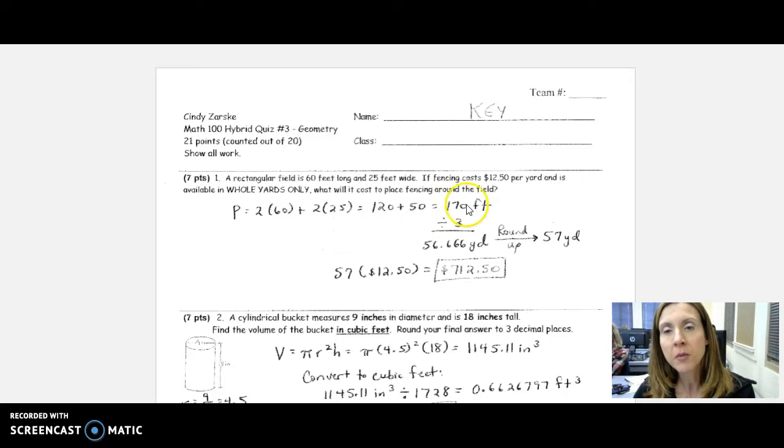Once you do the perimeter, you get your answer in feet, but it's sold by the yard, so you need to divide by 3 to get the yards. It's only sold as a whole yard, so you have to round up to 57 before you multiply by the cost.